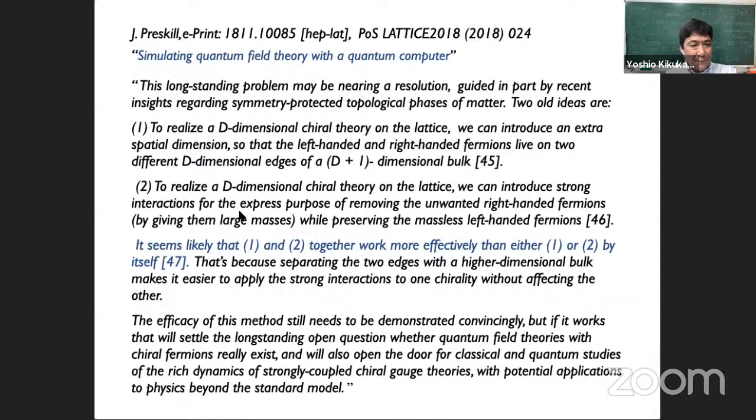And then he said, it seems likely that one and two together work more effectively than either one or two by itself. And here he quotes the paper by Professor Wen, about the standard model and the SO(10) chiral gauge theory using the topological insulator or superconductor. That's because separating two edges with a higher dimensional bulk makes it easier to apply the strong interaction to one chirality without affecting the other. So he is saying this.